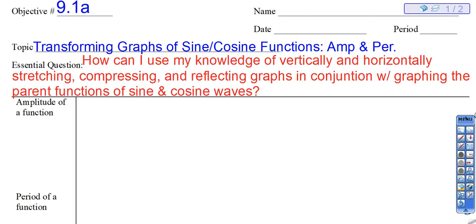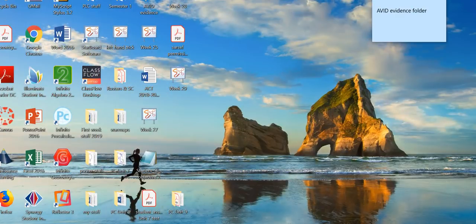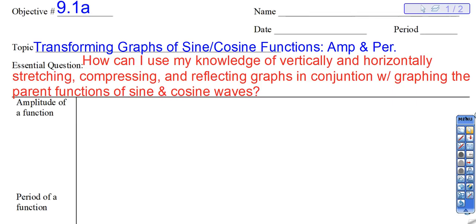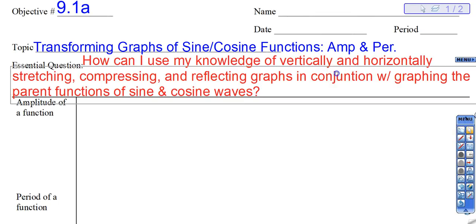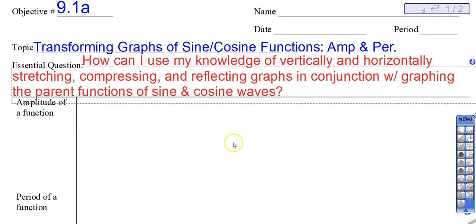Your essential question is, how can I use my knowledge of vertically and horizontally stretching, compressing, and reflecting graphs in conjunction with graphing the parent functions of sine and cosine waves.